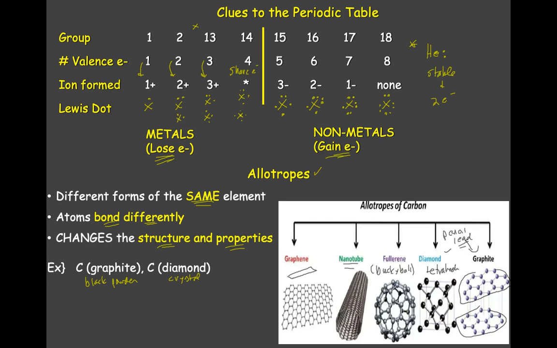Two other examples of this would be oxygen and ozone, which are also allotropes of oxygen. Again, different forms of that same idea.